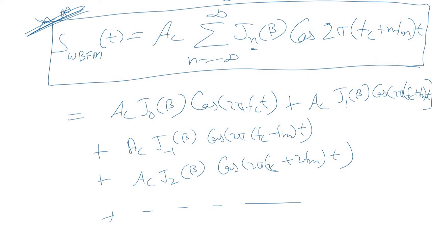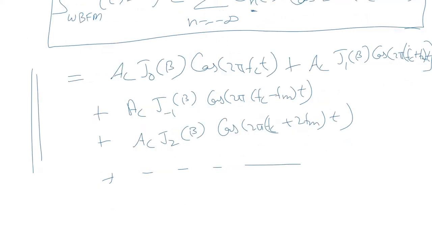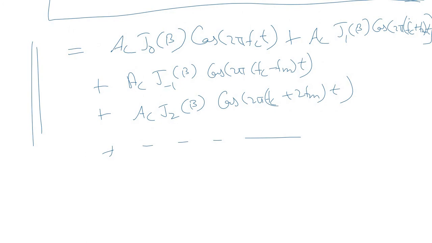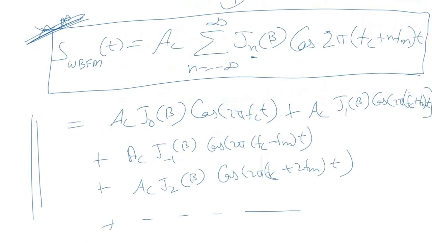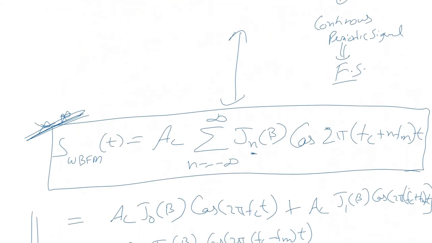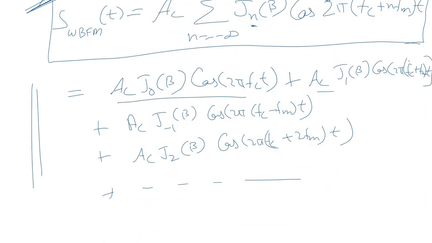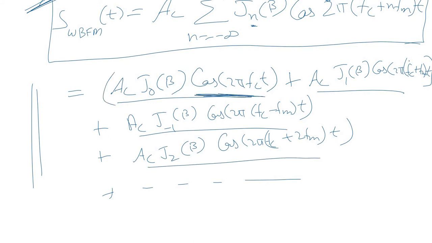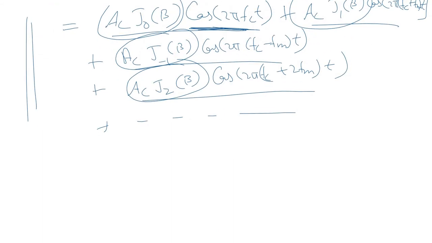Now if we analyze the spectrum of this wideband FM signal, you will see that there are an infinite number of components which are impulses in nature, because each term in this wideband FM signal is a sinusoidal term. It is a cosine term with a different amplitude. A cosine term, in the frequency domain, is nothing but impulses.